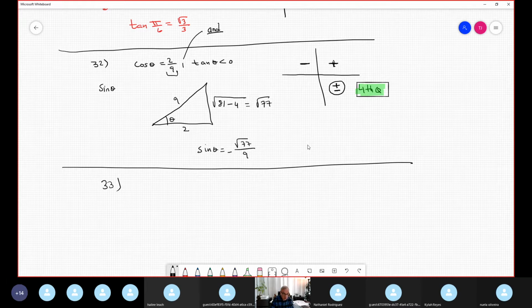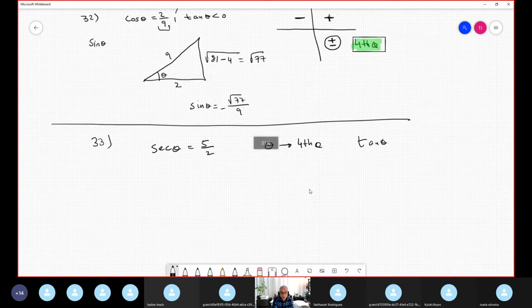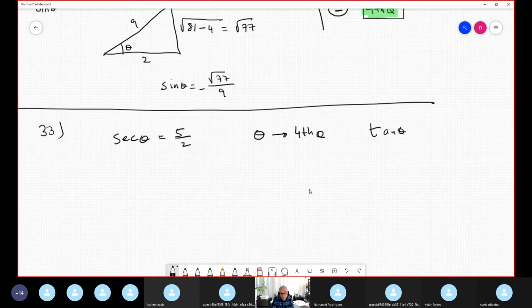Suppose 33 says, secant theta is equal to 5/2, and theta lies in the fourth quadrant. Wow, I appreciate so much this information. Fourth quadrant, okay. I want to compute tangent. If it is tangent, I know that my final answer would be negative, no? Because tangent in the fourth quadrant is negative.